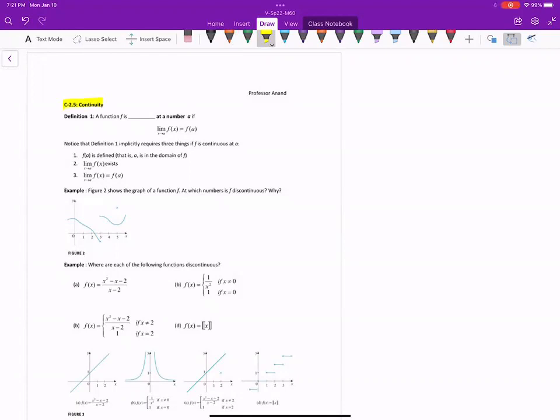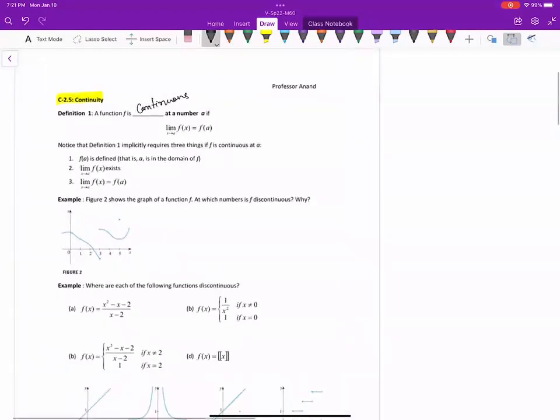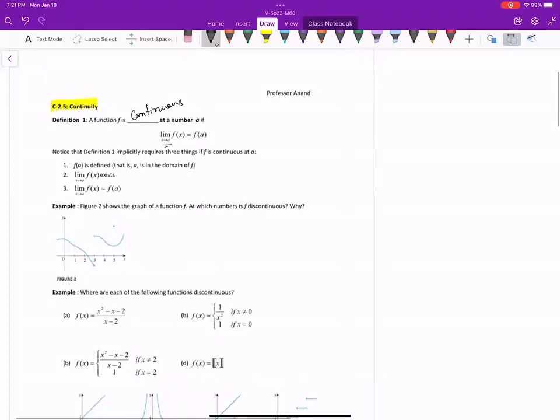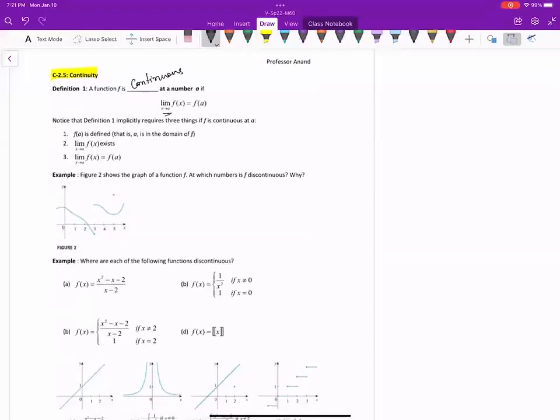In this video, I will be covering section 2.5, continuity. A function is said to be continuous at a number a if the limit of f of x as x approaches a is equal to f of a, which means that you are able to plug in a in the place of x. So the limit value of the function is the same as the value of the function at a.